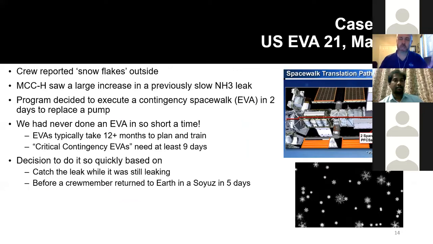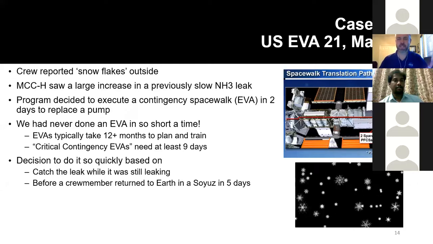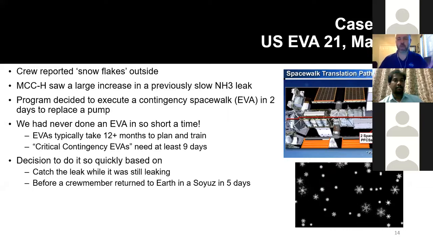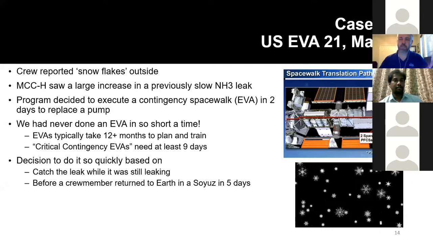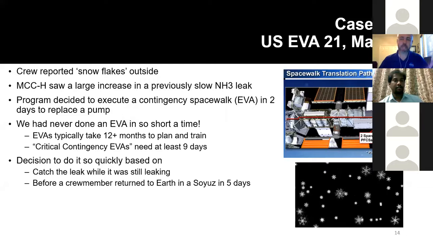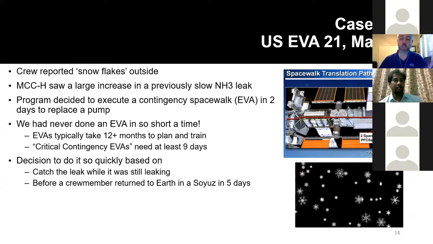Is it supposed to be snowing? And the answer is no, it tends not to snow in space. Something must be going on. And it turned out that one of the cooling loops that cools the batteries for one of our big solar arrays was leaking. And it was leaking ammonia. And the ammonia was crystallizing, and the snow was actually ammonia crystals.